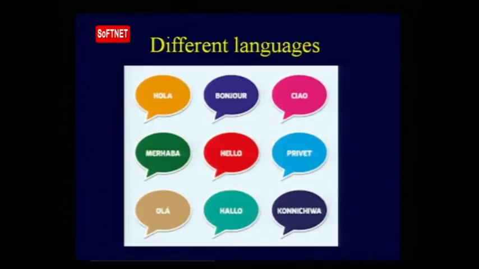Now I have a slide here which talks about how to say hello in different languages. If you see the first one, it is hola in Spanish, bonjour in French, ciao in Italian, marhaba in Arabic, hello in English, privet, hola, hello and konnichiwa. These are different ways to say hello to people of the world.